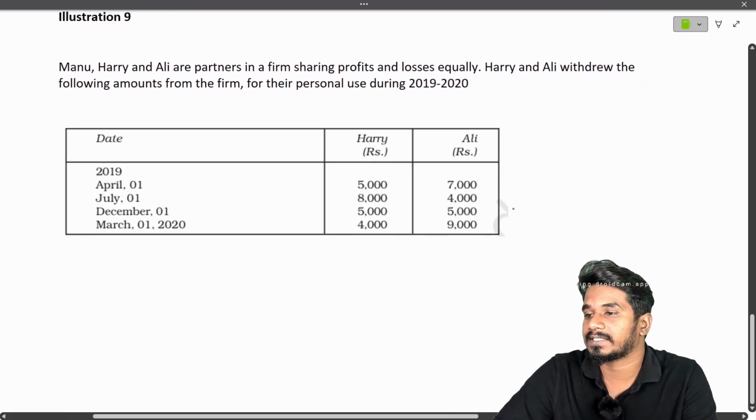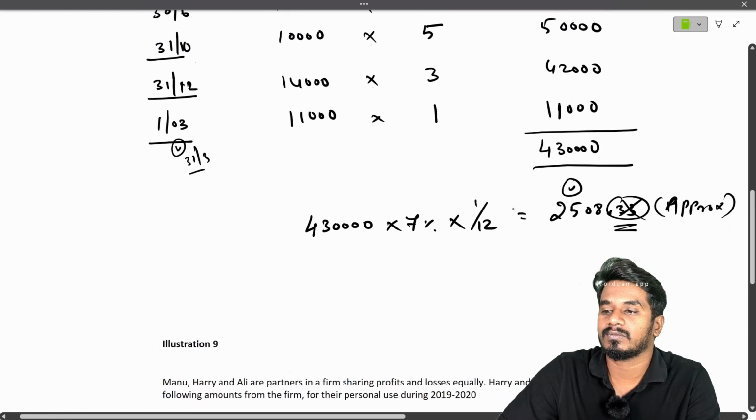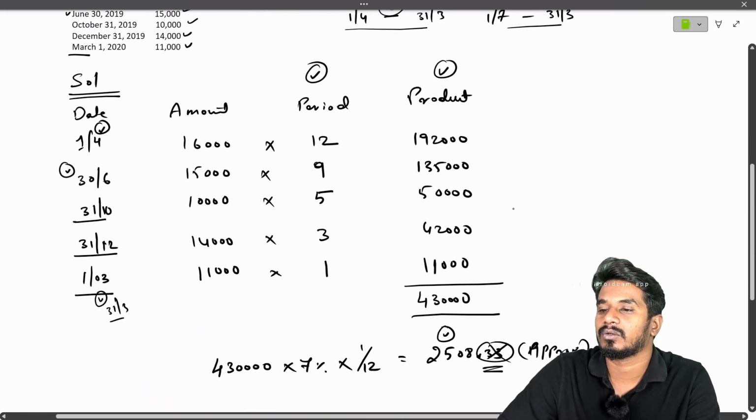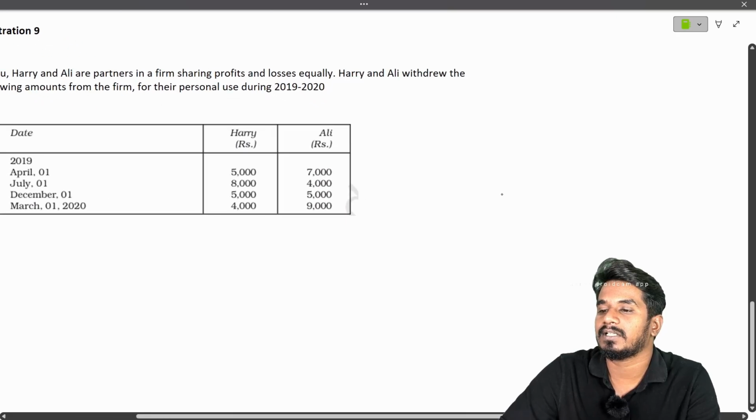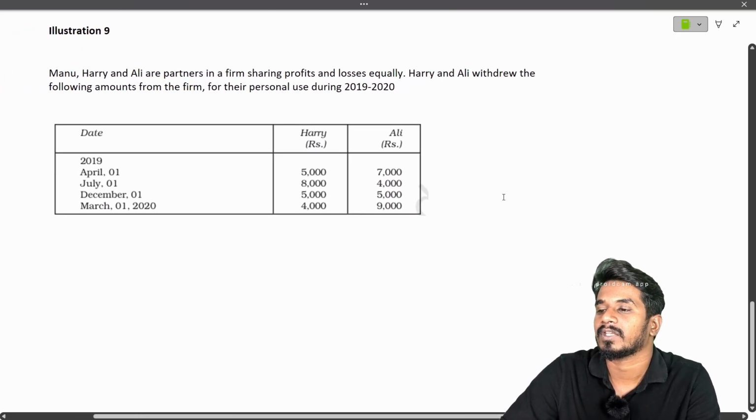So I hope you are understanding. So kindly note down. Let me zoom it out. Note down the solution to the question, right? So let us move to the next illustration.